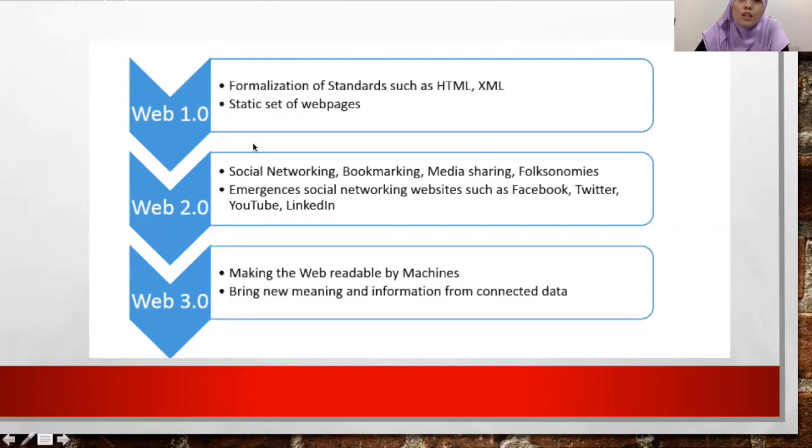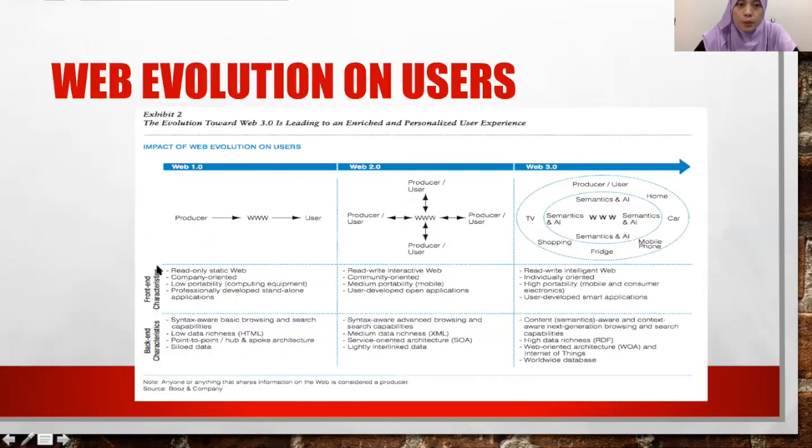So social networking, bookmarking, media sharing, folksonomies, the emergence of social networking sites such as Facebook, Twitter, and YouTube. During this time, user-generated content. The users have provided a lot of information, and with this information, the web was able to go into Web 3.0, because now when they read this information, the machines are able to think and create new information, and also create meaning from the connected data.